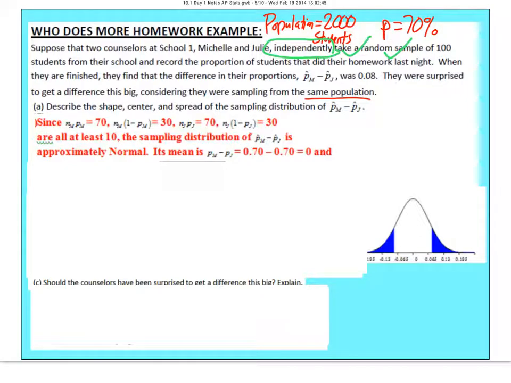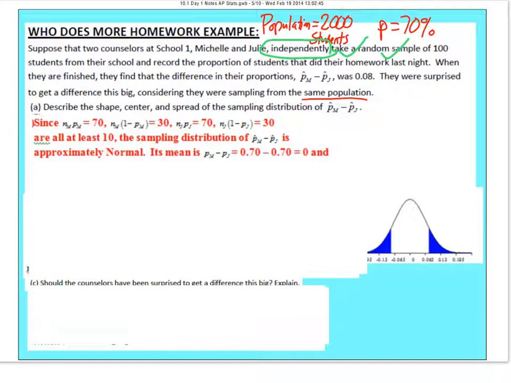Let's compute the mean. Now, in this case, I do want to tell you this upfront information. The population of students is 2,000 students, and we're assuming the true proportion is 70% of their students did their homework last night. So we're going to say the proportion of Michelle minus proportion of Julie. Well, it would be the same because they're sampling from the same school, so we think the difference is 0. And that's what they're saying. They were surprised it came in at 0.08 because they're sampling from the same students. Why wouldn't the difference be 0?